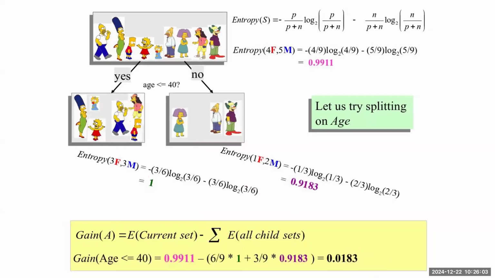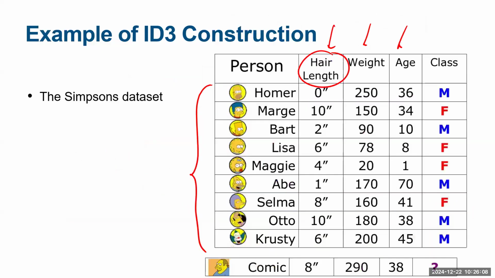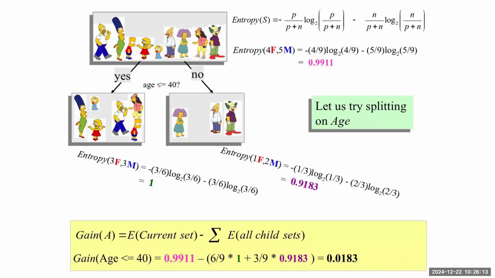Right? Let's try age. Maybe age might be better. We don't know, so we try age. Our last column. Let's say I pick 40. So age less than or equal to 40, and the age that is greater than 40. Now for age less than or equal to 40, the left side, the yes side, I have 3 female and 3 male. So this is like a perfect split, I mean, a 0.5 split. So the entropy becomes 1.